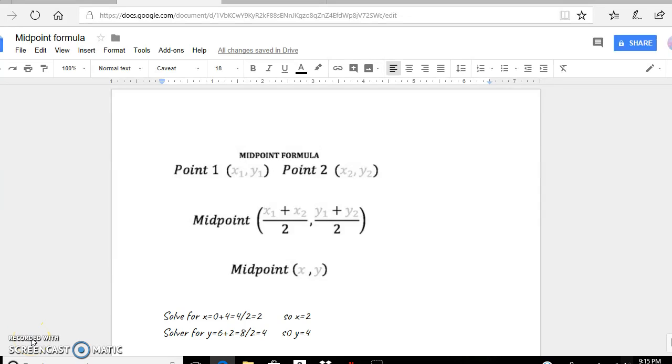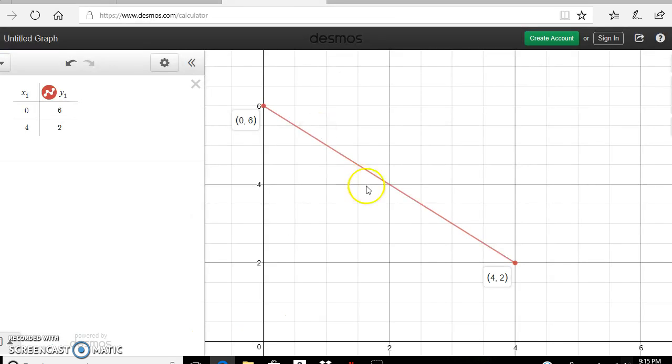Okay, so today I'm going to be showing how you could use the midpoint formula to divide the line segment into fourths. Okay, so first thing I had to do was draw a line segment, which I did.